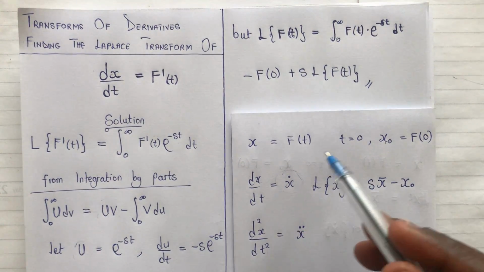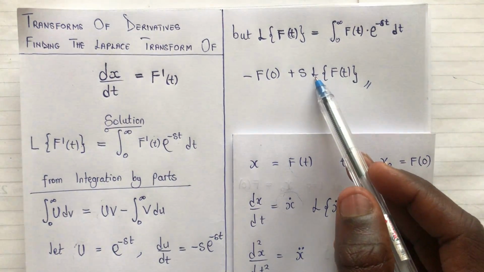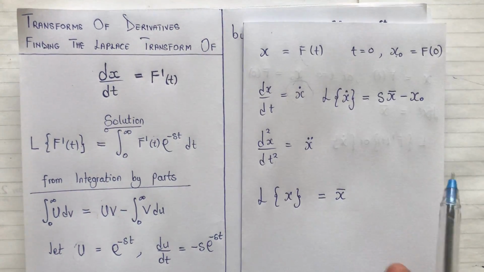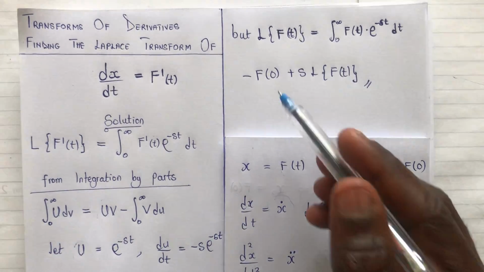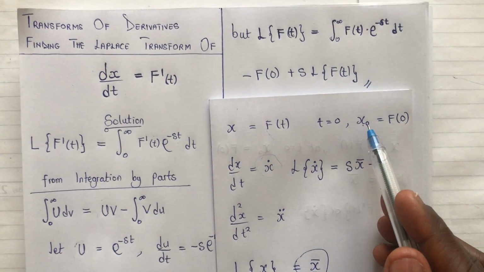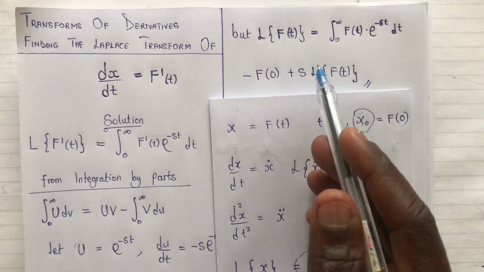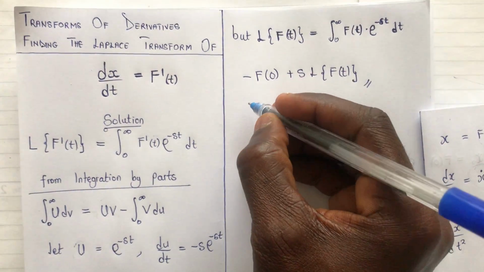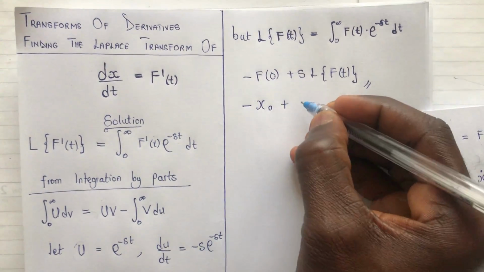So now we can just do the substitution. F of t is the same as what? X. So the Laplace transform of f of t is the same as x bar. Now do you get it? Now f of 0 is the same as what? X naught. So we pick this one, then we multiply by s. So this is the same as minus x naught plus s.